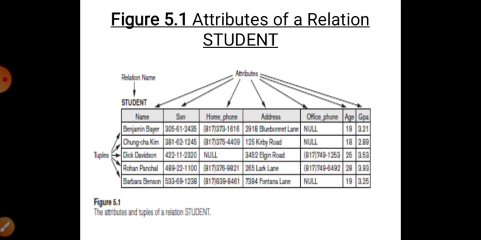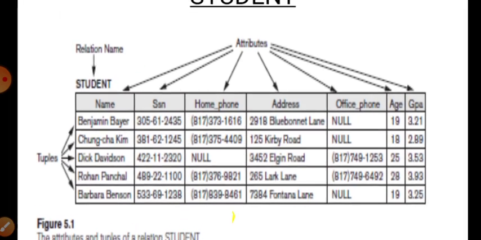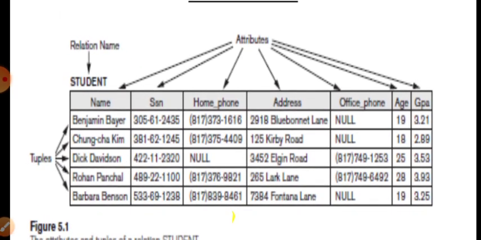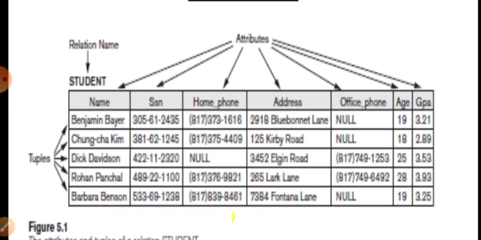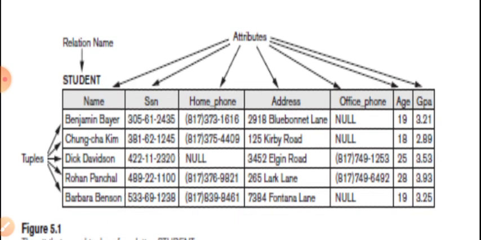Figure 5.1 shows the attributes of relation STUDENT. Students, if you see this table, you have column headings as Name, SSN, Home phone, Address, Office phone, Age, GPA. Benjamin Bayer, Chung Cha Kim, Dick Davidson, Rohan Panchal, Barbara Benson, all these are tuples of STUDENT. Okay, relation name is STUDENT, which is written in capitals, and attribute names are the column headings.